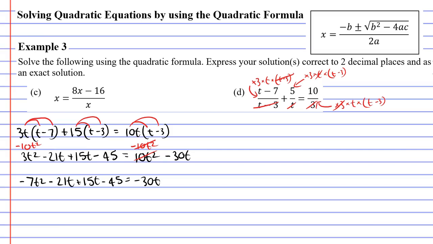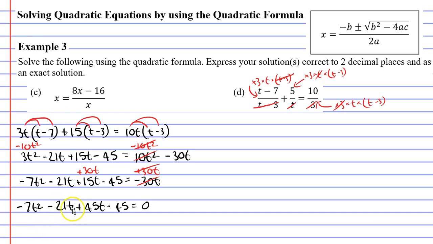We also want to get rid of the minus 30t. So we're going to add 30t on both sides. This will cancel the minus 30t. So we have minus 7t squared. We have minus 21t. If we add 30t to 15t, we get 45t plus 45t. Minus 45 equals 0. Now we can collect some like terms here.